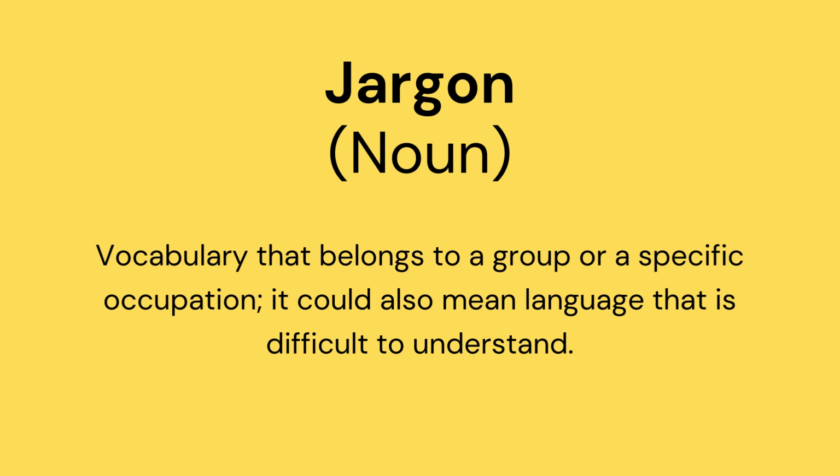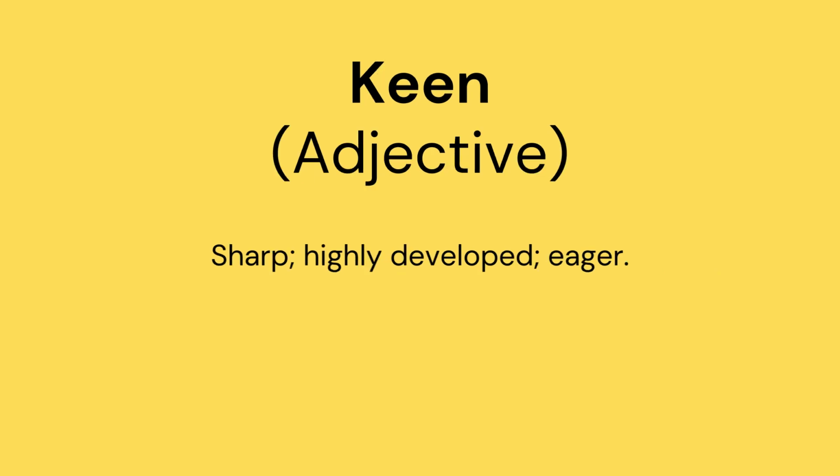Jargon is a noun and it refers to vocabulary that belongs to a group or specific occupation. It could also mean language that is difficult to understand. Keen is an adjective and it refers to a person or animal, perhaps, that is sharp, highly developed, eager.